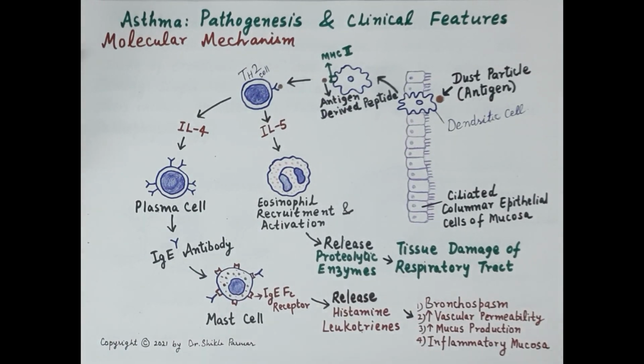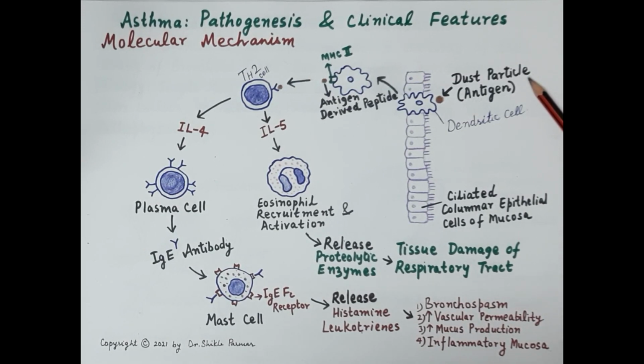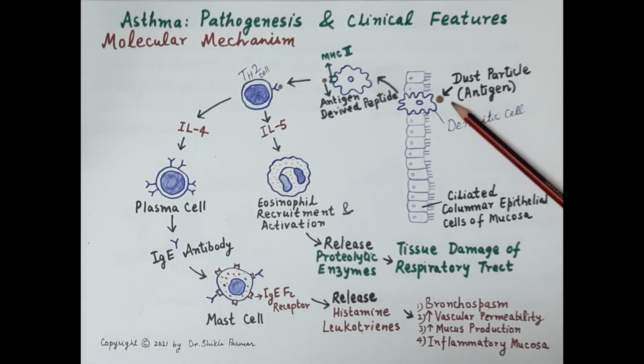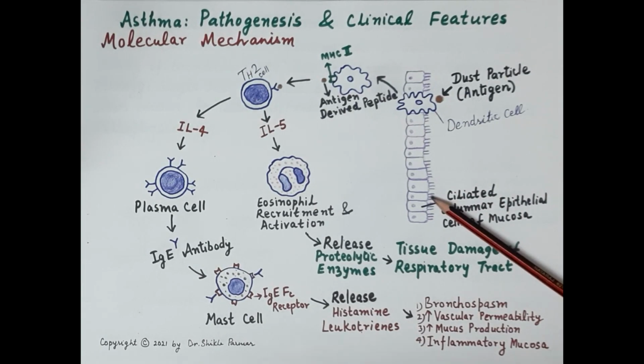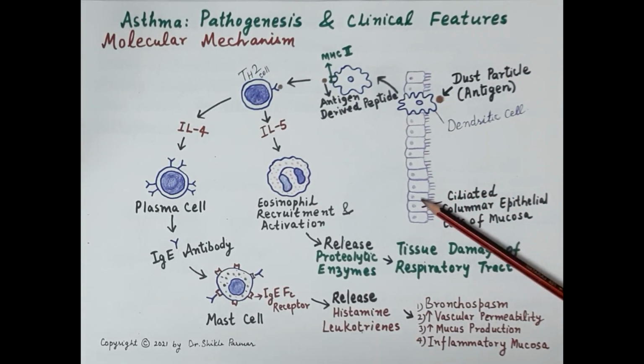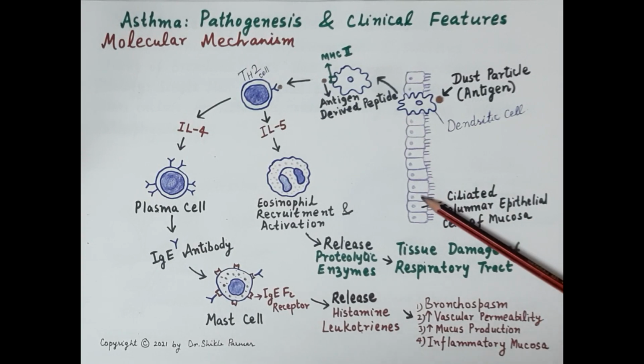Now, let's understand the molecular mechanism responsible for the pathogenesis of asthma. Factors that trigger asthma, like virus, pollen, dust particles, smoke, these are all termed as antigens. So, an antigen, here the dust particles shown in the brown color, passes along with the air and reaches the mucosa. Mucosa of the respiratory tract, mucosa of the bronchial tube, which is made up of ciliated columnar epithelial cells.